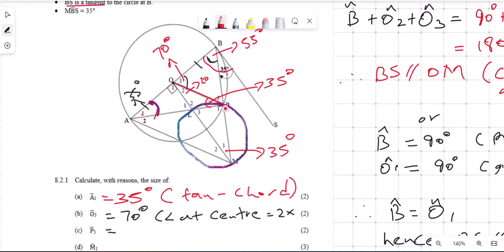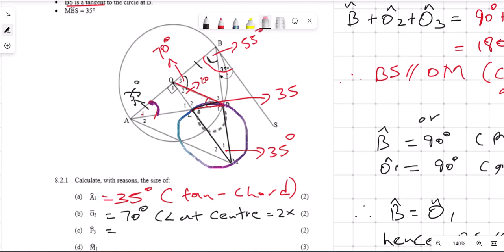If OP is a tangent, it means we need to see something that is the tan chord theorem. Do we have it? P3? No, it's P2. Oh yeah, it's 35. P2 is the same as M1, is that correct? Yes. Then that is the tan chord theorem. Then that means OP is a tangent.